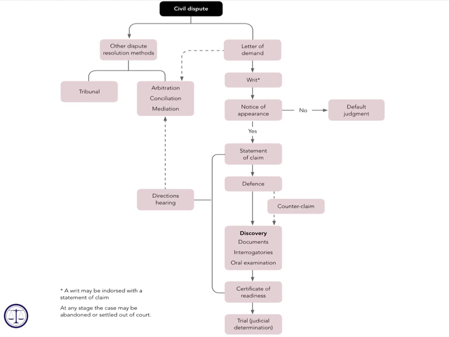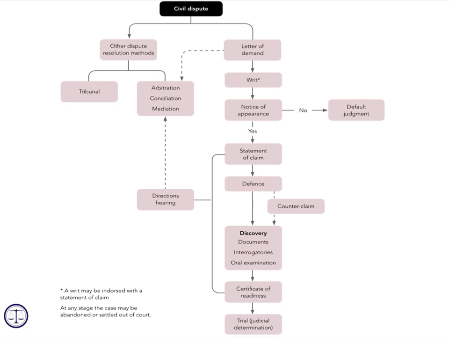A writ is the most common method of commencing a proceeding in the Supreme Court. The writ will explain to the defendant that an action is being taken against them, and it will inform them of where that trial is going to take place. Normally, a statement of claim will also be included with the writ. This essentially tells the defendant what the case is going to be about.